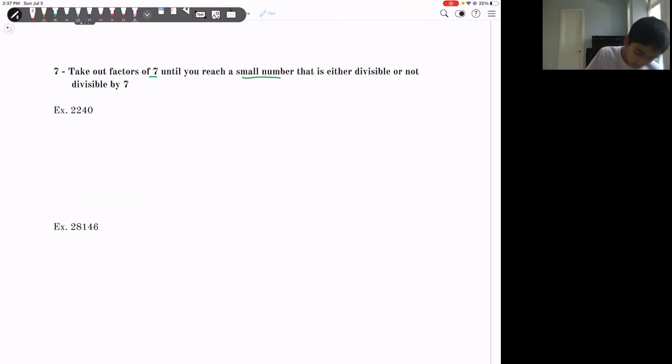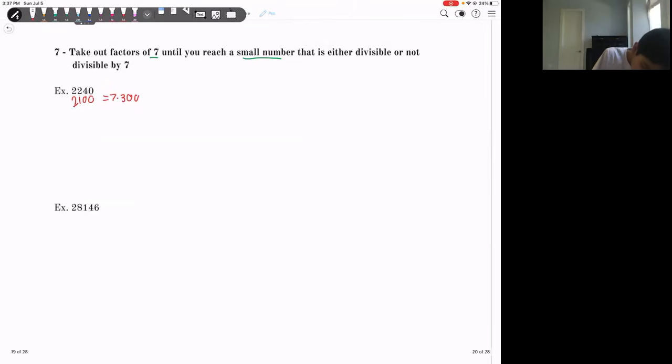So we have 240. So let's take out a factor of 7. What's the most obvious big factor of 7 we can take out? 2,100. It's equal to 7 times 300. We can take out 2,100 and we get 140 left. And 140 we can subtract again because we know 140 is 7 times 20. And we're left with 0. So now we know 0 is divisible by 7, so our number is as well.